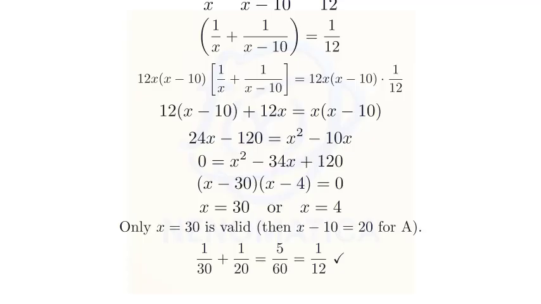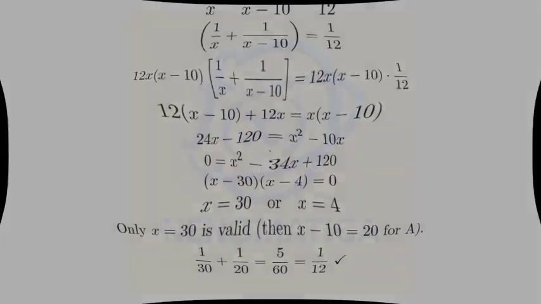Move everything to one side. 0 equals X squared minus 34X plus 120. Factor: (X minus 30) times (X minus 4) equals 0. The roots are 4 and 30, but X equals 4 would force A to need negative 6 hours, which is impossible. So X is 30 hours for tap B. Then tap A needs X minus 10 equals 20 hours. A quick check: 1/30 plus 1/20 equals 1 over 12. Perfect.